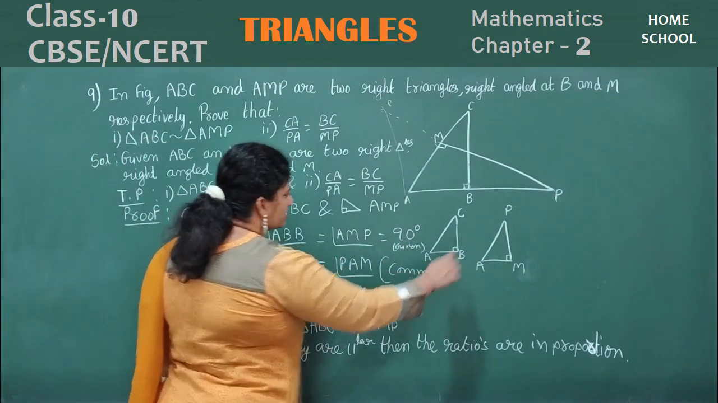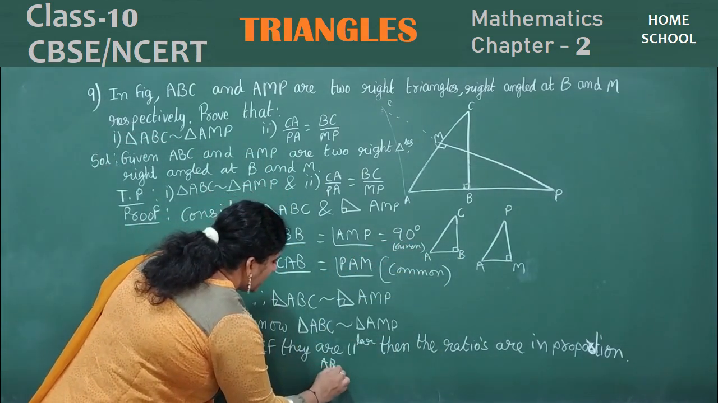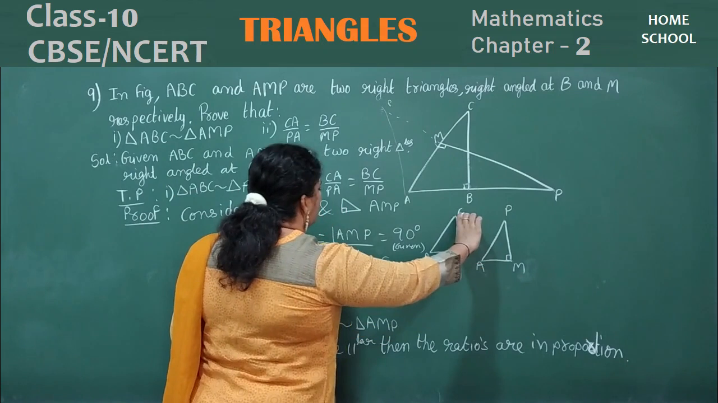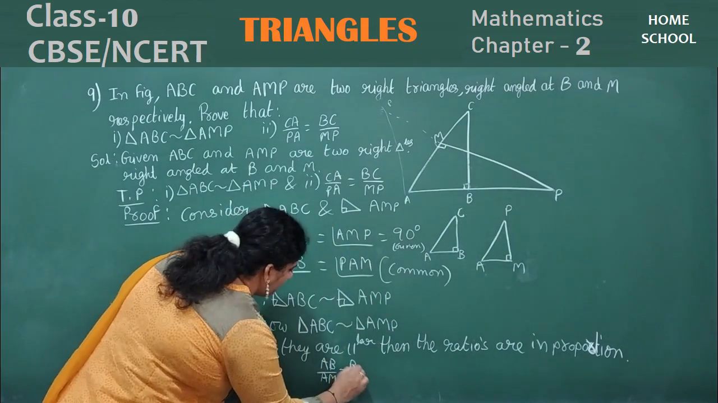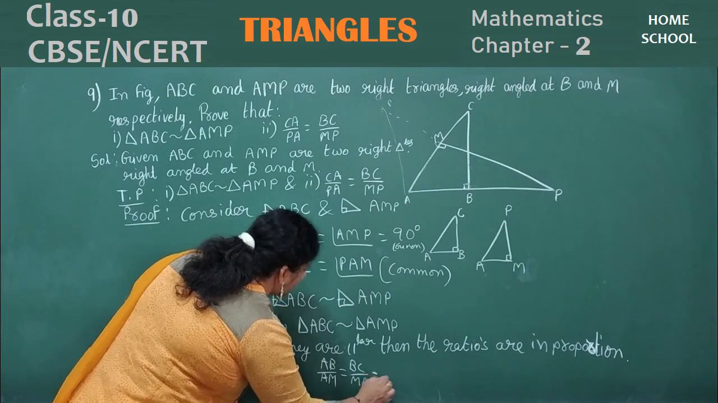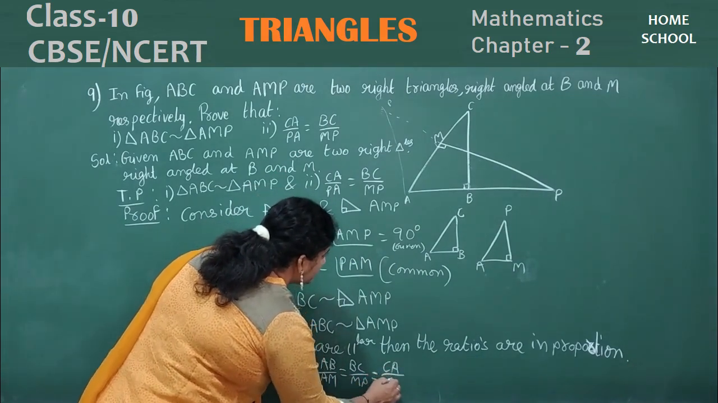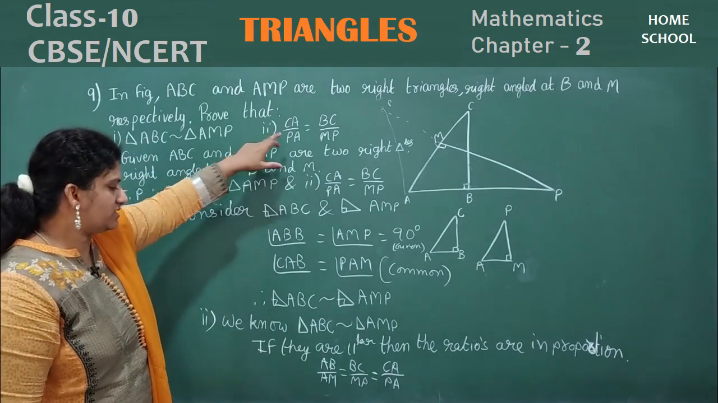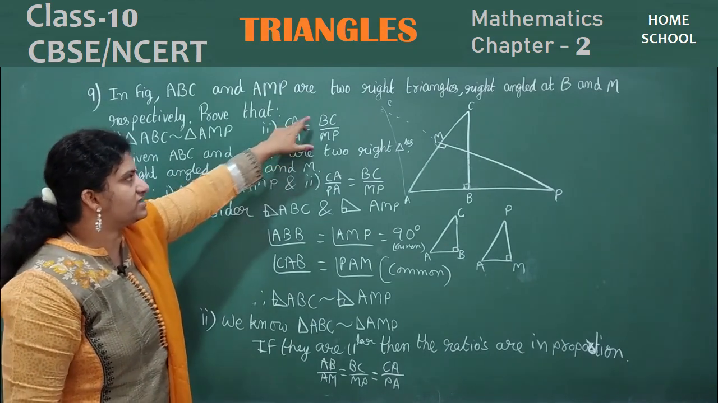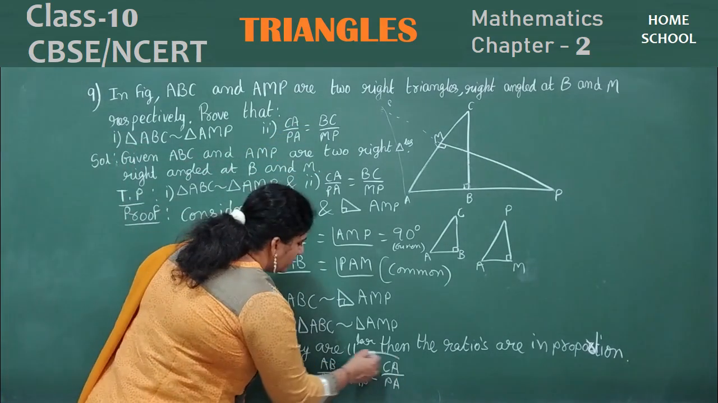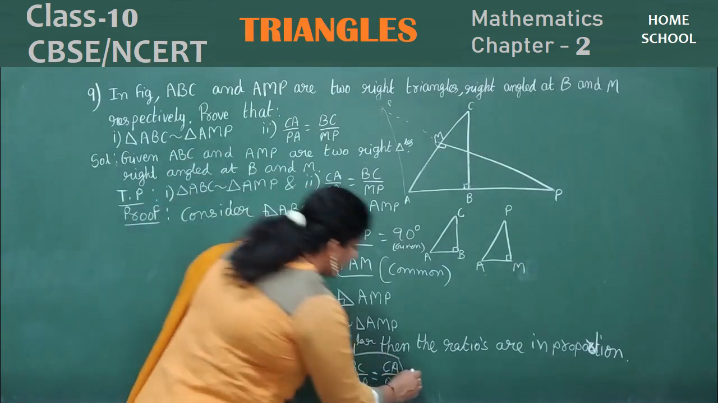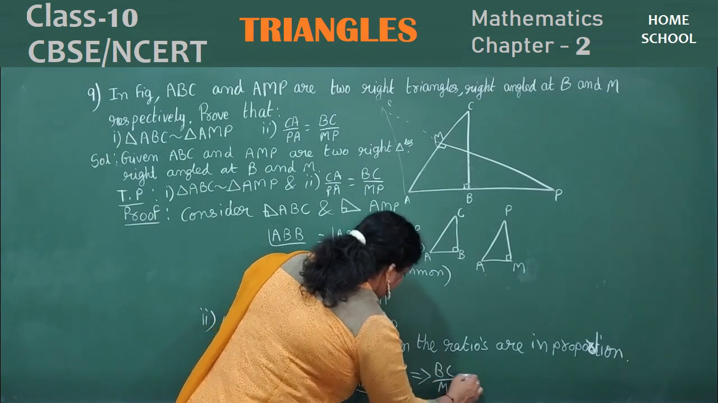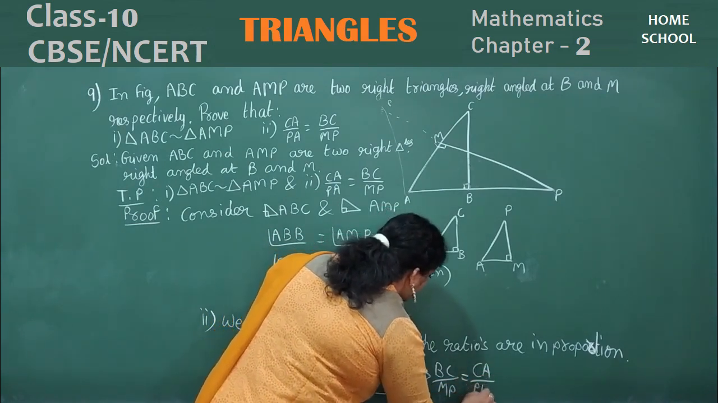Now equate the ratios here, children. That is AB by AM, corresponding ratios, AB by AM, BC by MP, BC by MP is equal to one more, CA by PA. But in your question, only two ratios are asked. What is that? CA by PA is equal to BC by MP. So, next step, what are you going to write, children? Just write only these two ratios. Why? They have asked to prove only these two ratios, no?